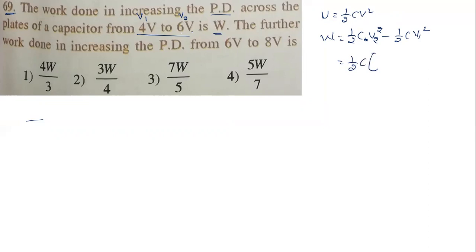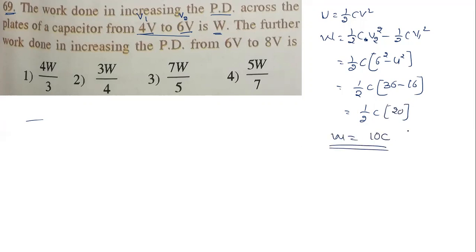V2 is 6 volt and V1 is 4 volt. So it is 6 square minus 4 square. It will be 1 by 2 C times of 36 minus 16, which is 20. So you get 10C. The work done we get is 10C. Let's say W1, the initial work done.